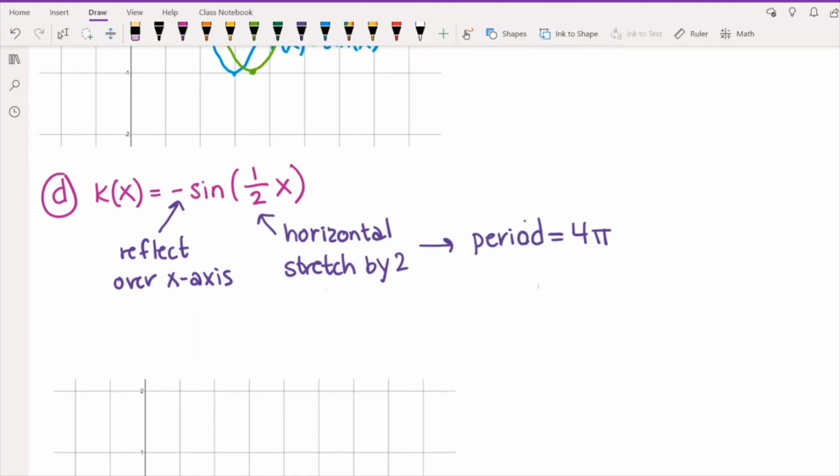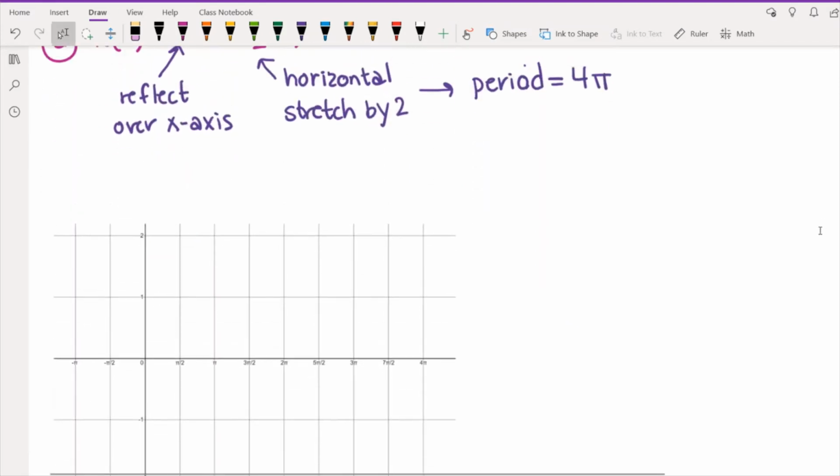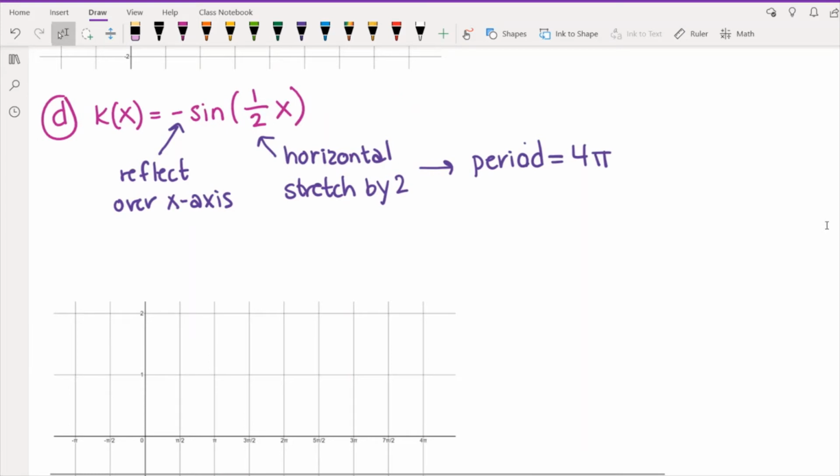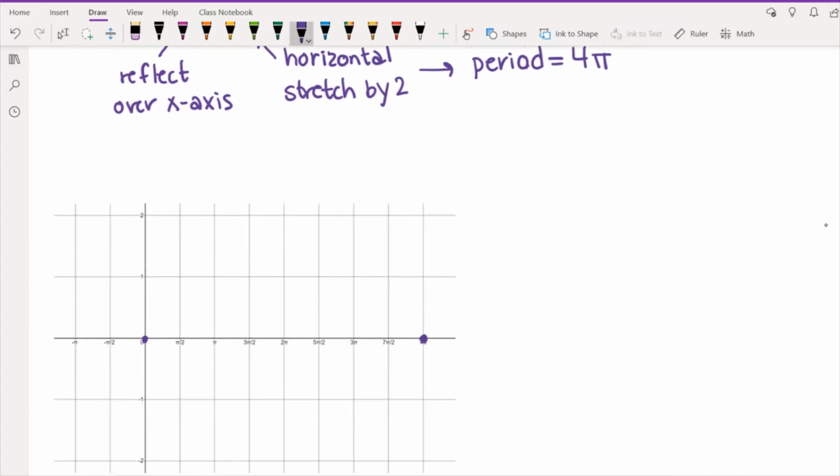Okay, so this one, let's try to sketch it without drawing the graph of sine of x first. So it hasn't been shifted horizontally at all or vertically at all, so it's still going to have a y-intercept of 0. It's going to start at 0. Then the period is 4 pi, and so that means that the cycle is going to end at 4 pi. And so halfway between those two, the graph is going to go through the x-axis again.